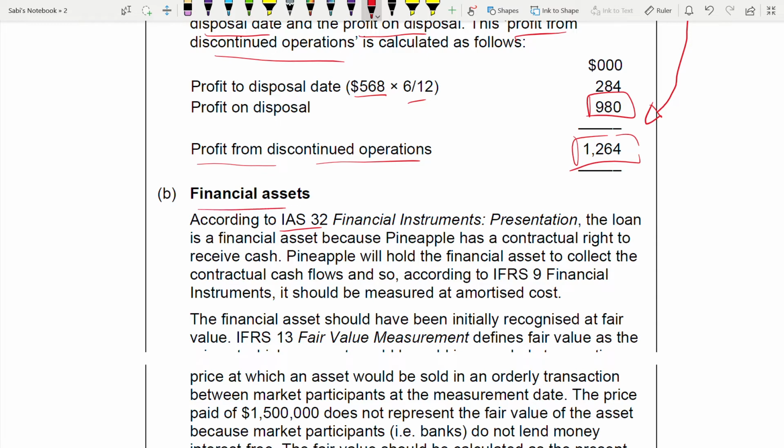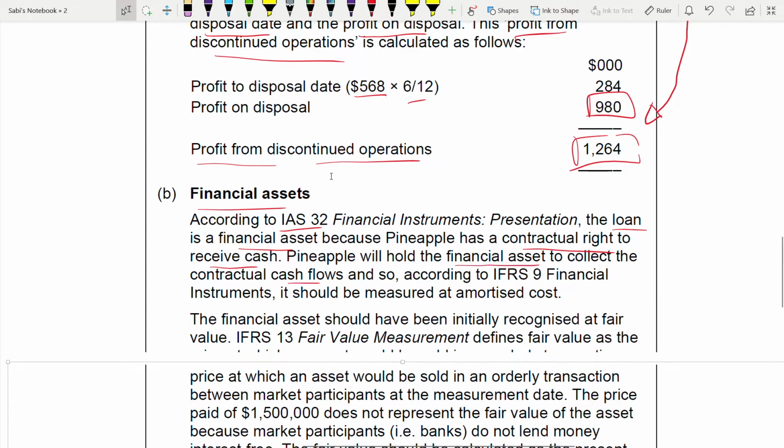So according to IAS 32, what does it say? This is a loan, by the way. A loan is a financial asset because they have a right to receive the cash. You have to say why it's a financial asset. Because whenever you have a contractual right to receive cash, it's a financial asset. Also, their business model is that they will hold this financial asset to collect the cash flow.